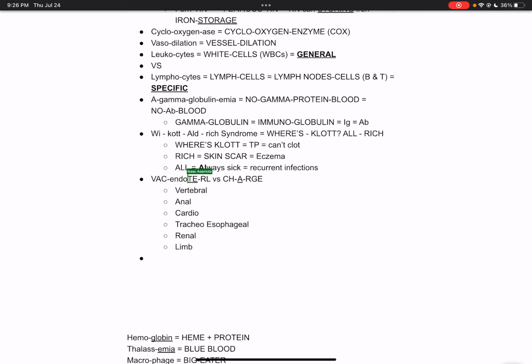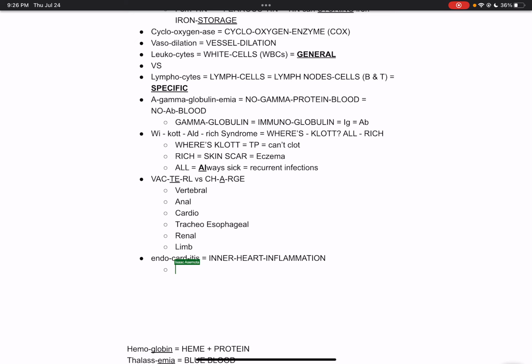Let's do endocarditis. Endocarditis equals inner heart inflammation, right? Card is for cardio, right? So there's layers of the heart. Endocarditis, what does endocard really mean? What it really literally means is valve. So endocarditis, not talking about some vague, random, whatever inner layer. It's just talking about heart valves. But heart valves are the inner layer of the heart. That's how you remember it.